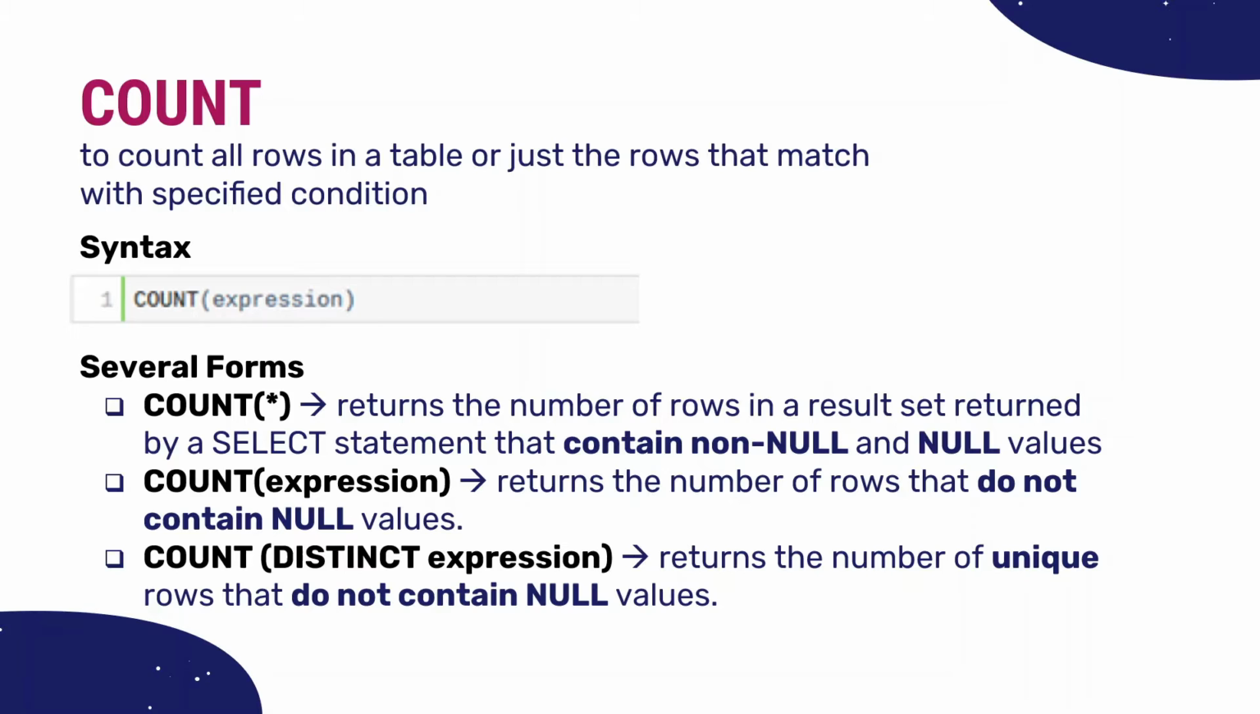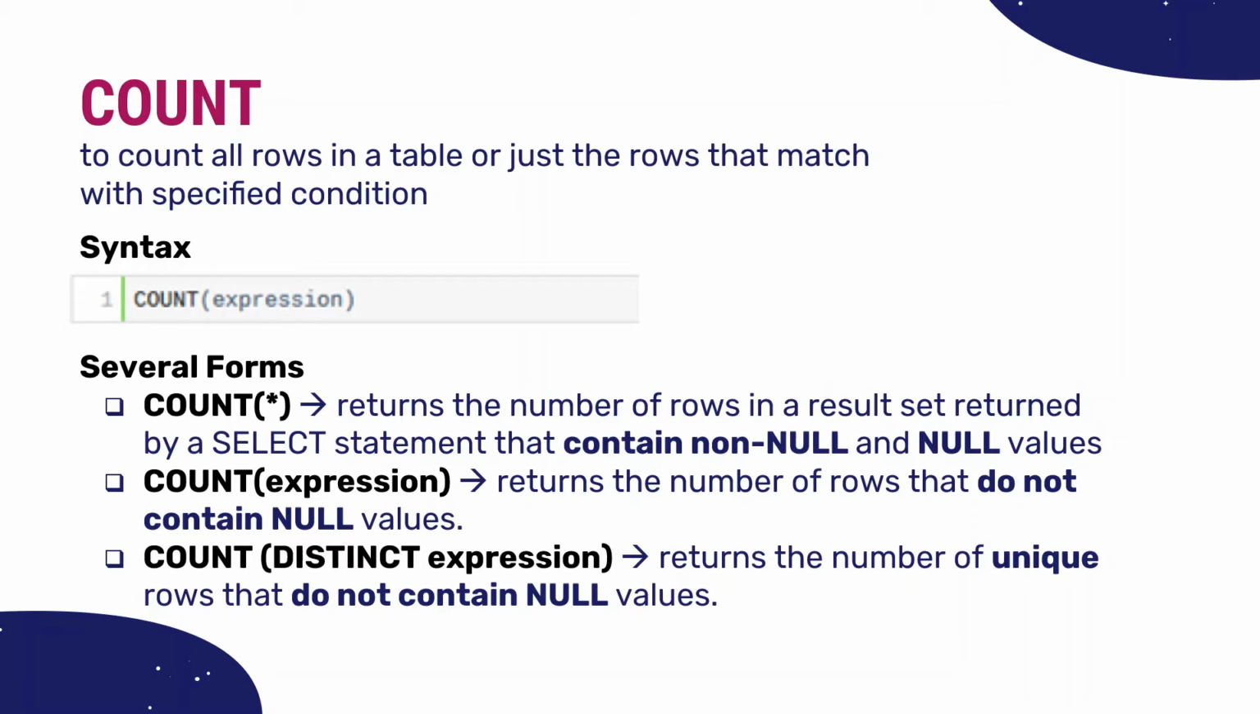There are several forms of the count function: count star, and then count expression, and then count distinct expression. The count star returns the number of rows in a result set returned by a select statement that contains non-null and null values. If we use the count function to count the rows in a table without using a where clause and selecting other columns, it will perform very fast.